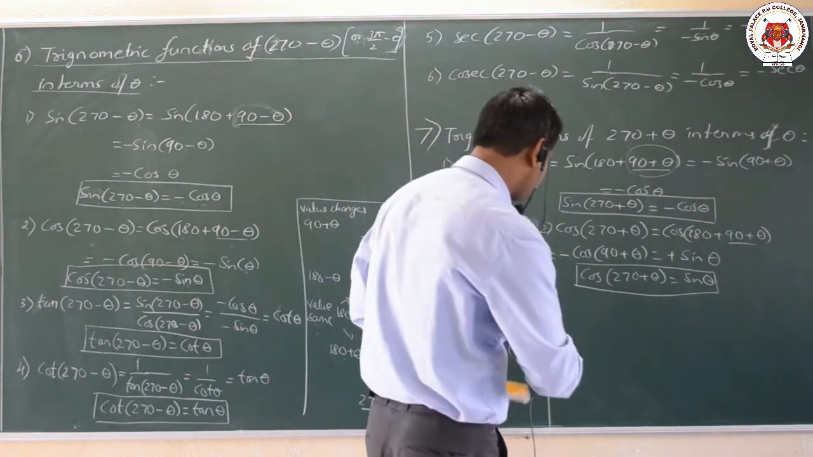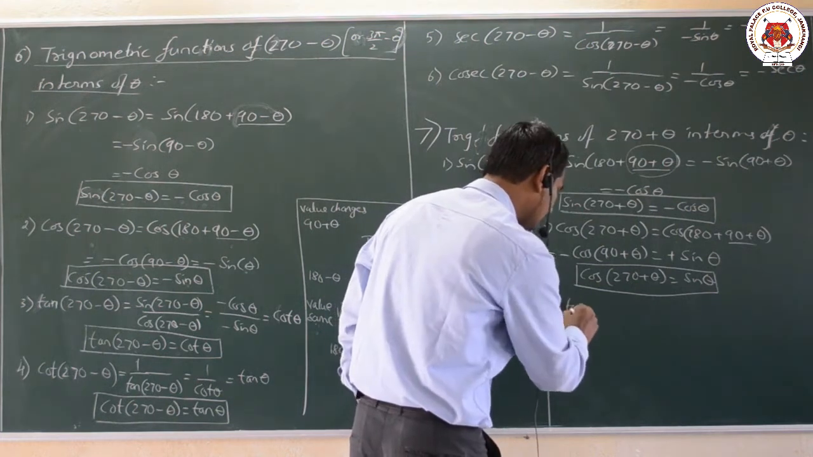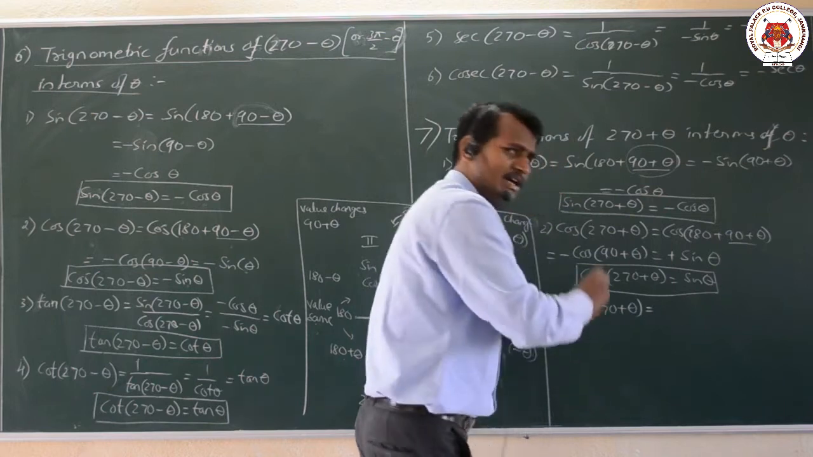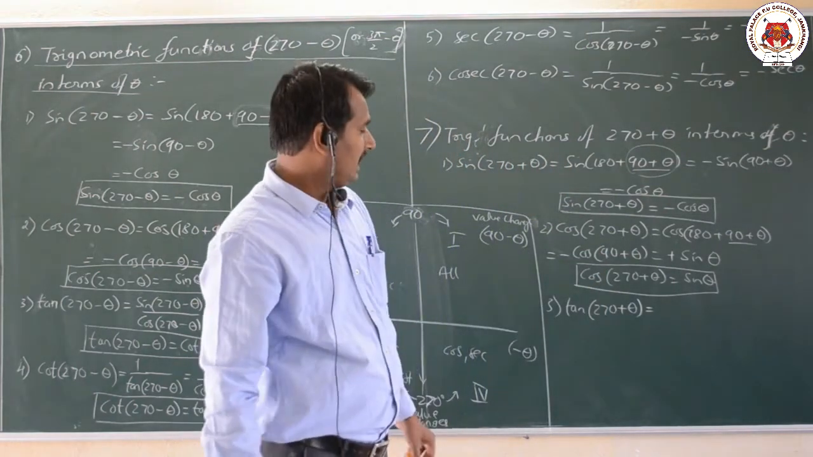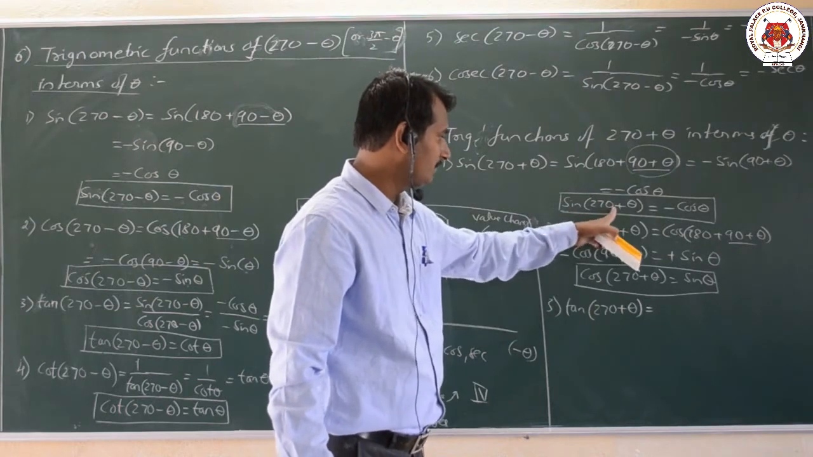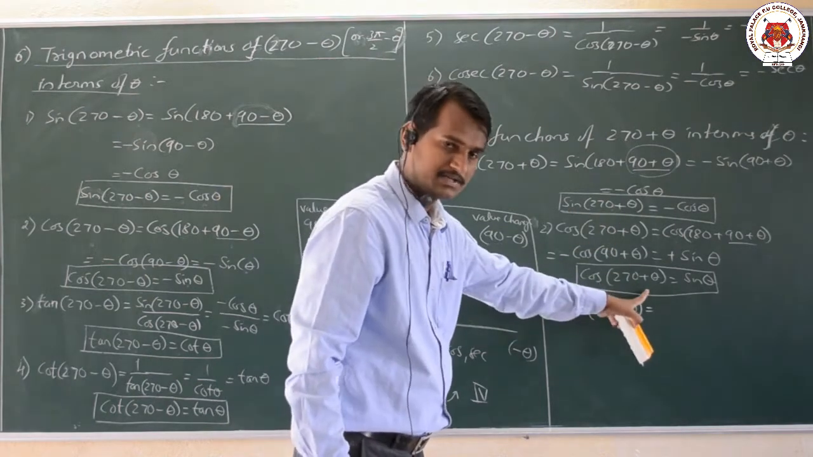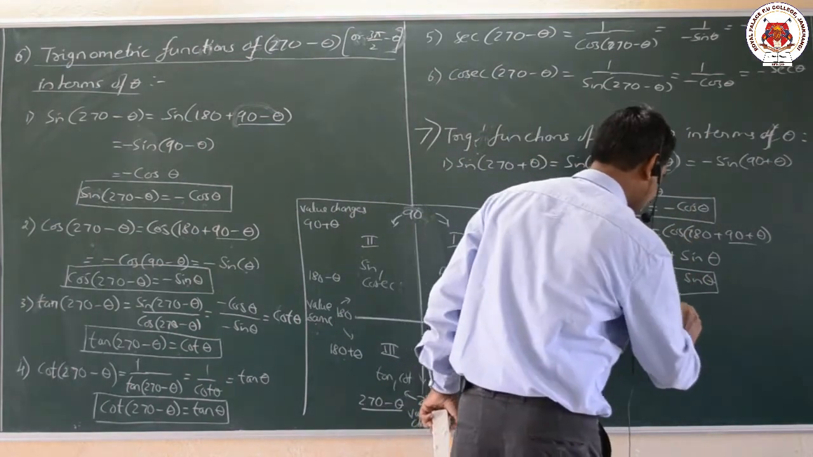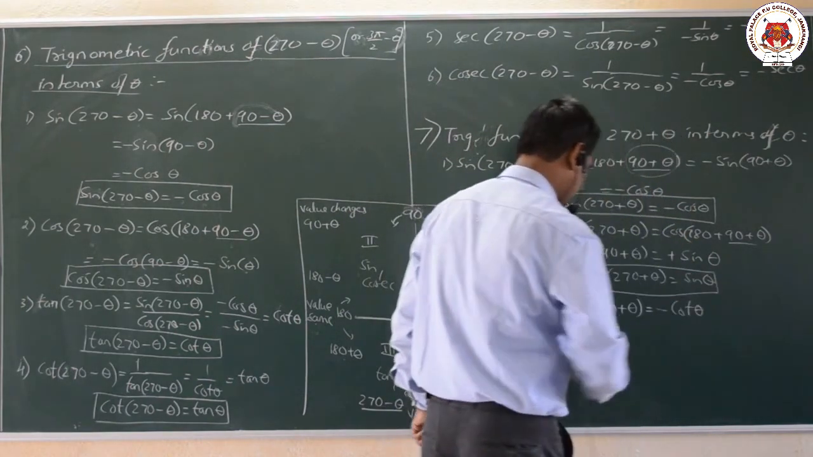Okay, dear students. Now let us learn about the third one, that is tan of 270 plus theta. Let us see what the value is. Tan of 270 plus theta, can I write it as sine by cos here? Sine of 270 plus theta divided by cos of 270 plus theta. That is minus cos theta divided by sine theta, the value will be minus cot theta. Directly I will write it.